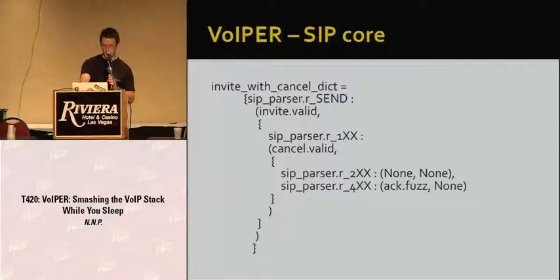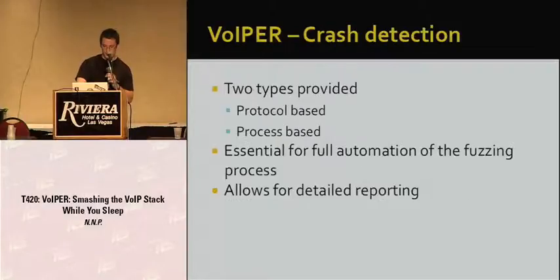So you're sending a valid invite, then you're waiting for a 1XX response, sending a valid cancel, waiting for a 2XX response, which you just ignore, and then when you get a 4XX response, you fuzz the ACK. And you can do this to define pretty much any type of interaction you want. You could send like 10 correct invites and then say a few ACKs if you wanted to fuzz the state of the protocol, like interstate or KIF.